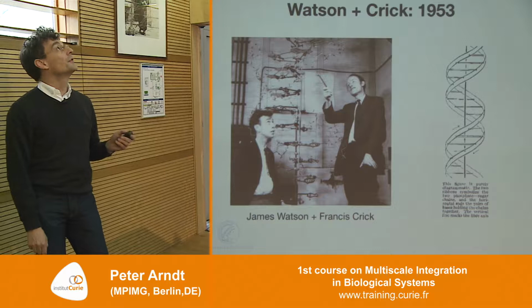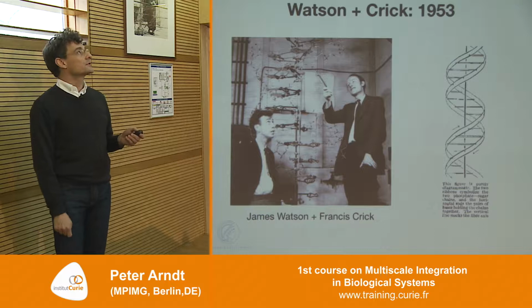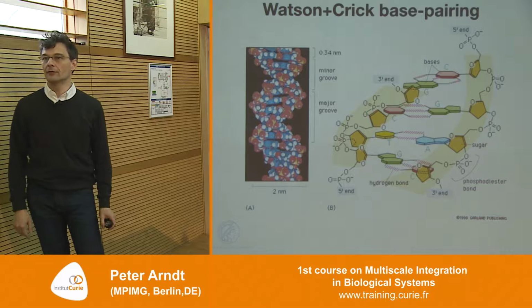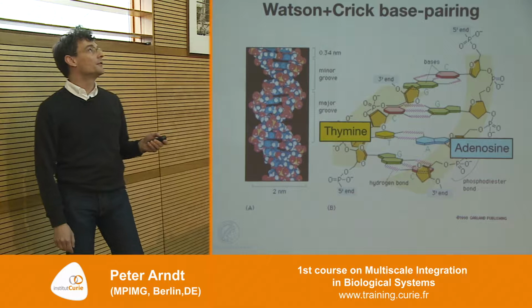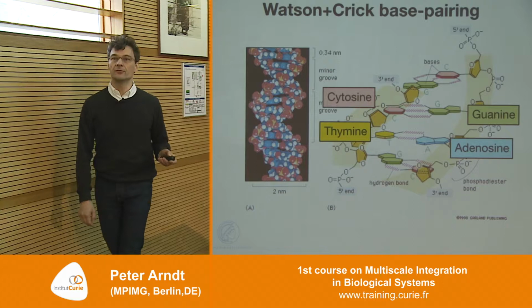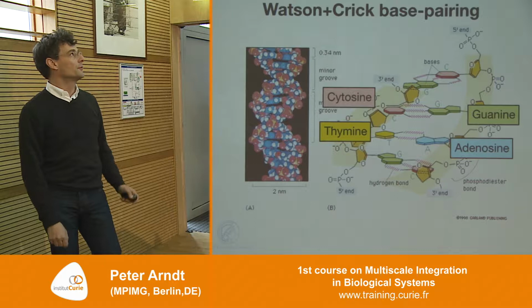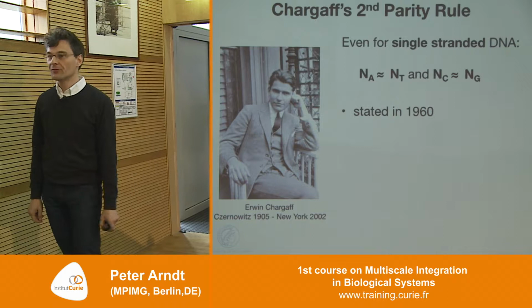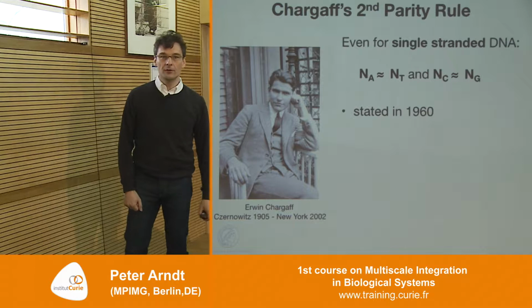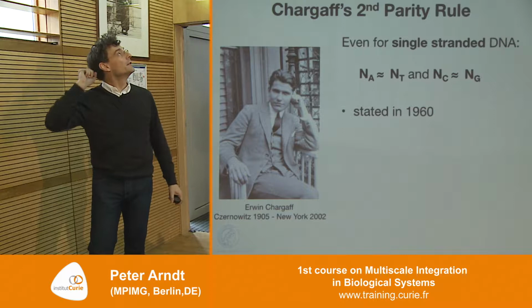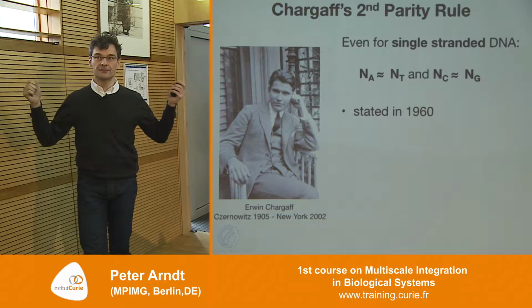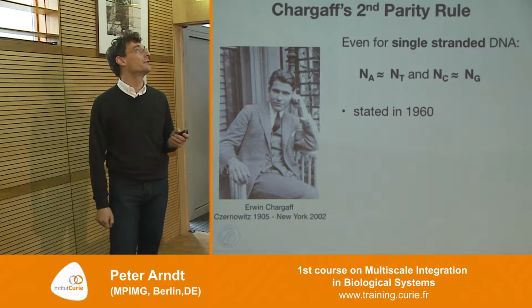After the identification of this structure, Chargaff's first parity rule is, of course, a triviality. Because, as you know, all thymines are paired with adenines, and all cytosines are paired with guanines across the double strands. But Chargaff was smart enough to coin another, second parity rule, and now he knew how to separate the two strands. He found that even along one single-stranded DNA molecule, there are more or less equal amounts of A's and T's and C's and G's. And it took another 10 years to come up with this rule.